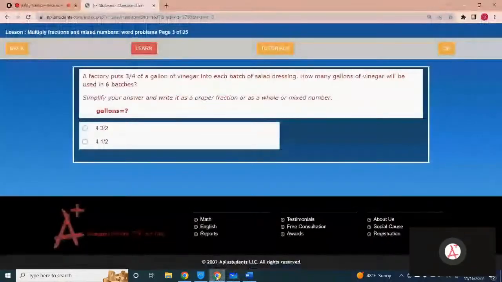3 by 4 of a gallon of vinegar is used for one salad dressing. Got it? You have to calculate how many gallons of vinegar will be used in 6 batches. So when you have to calculate it for the 6, you need to do 6 times 3 by 4.